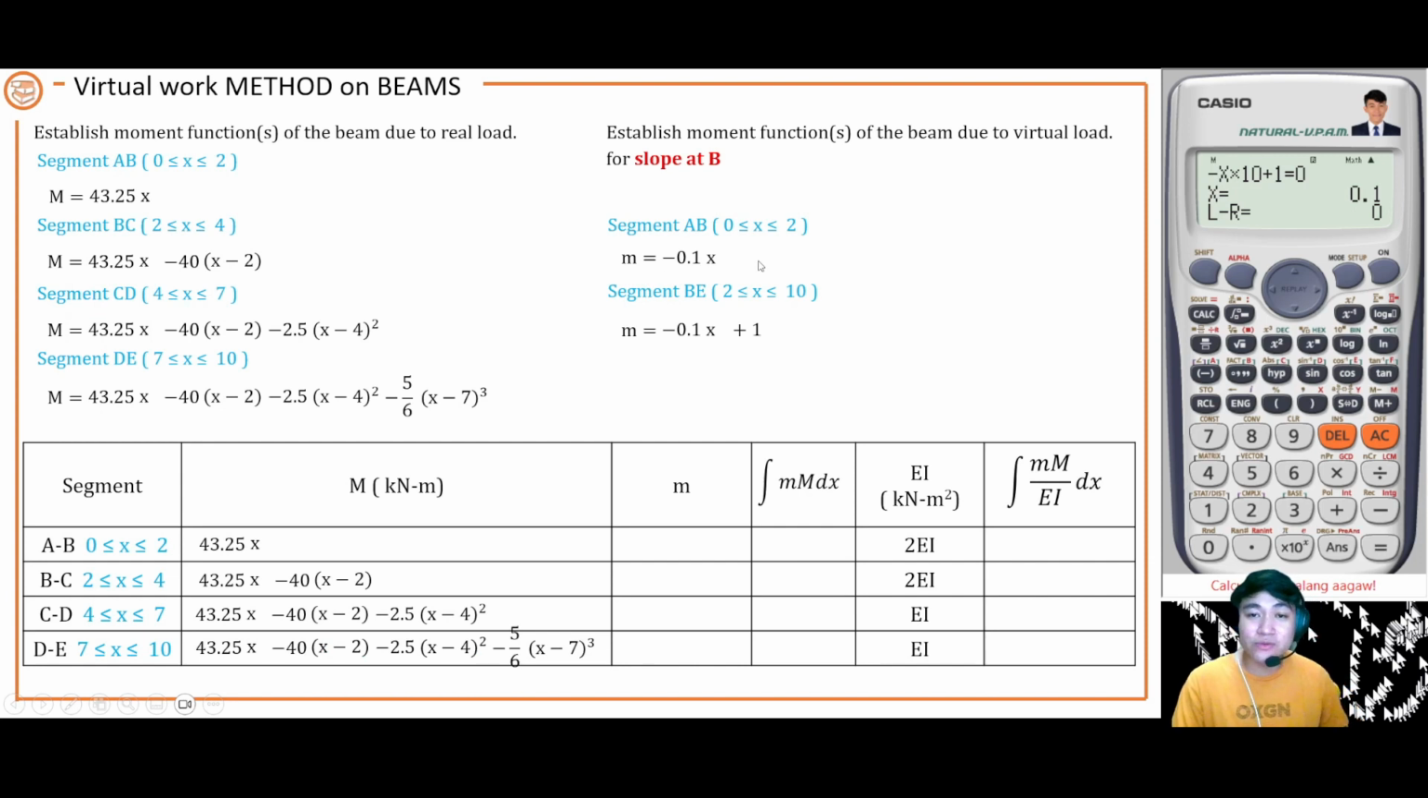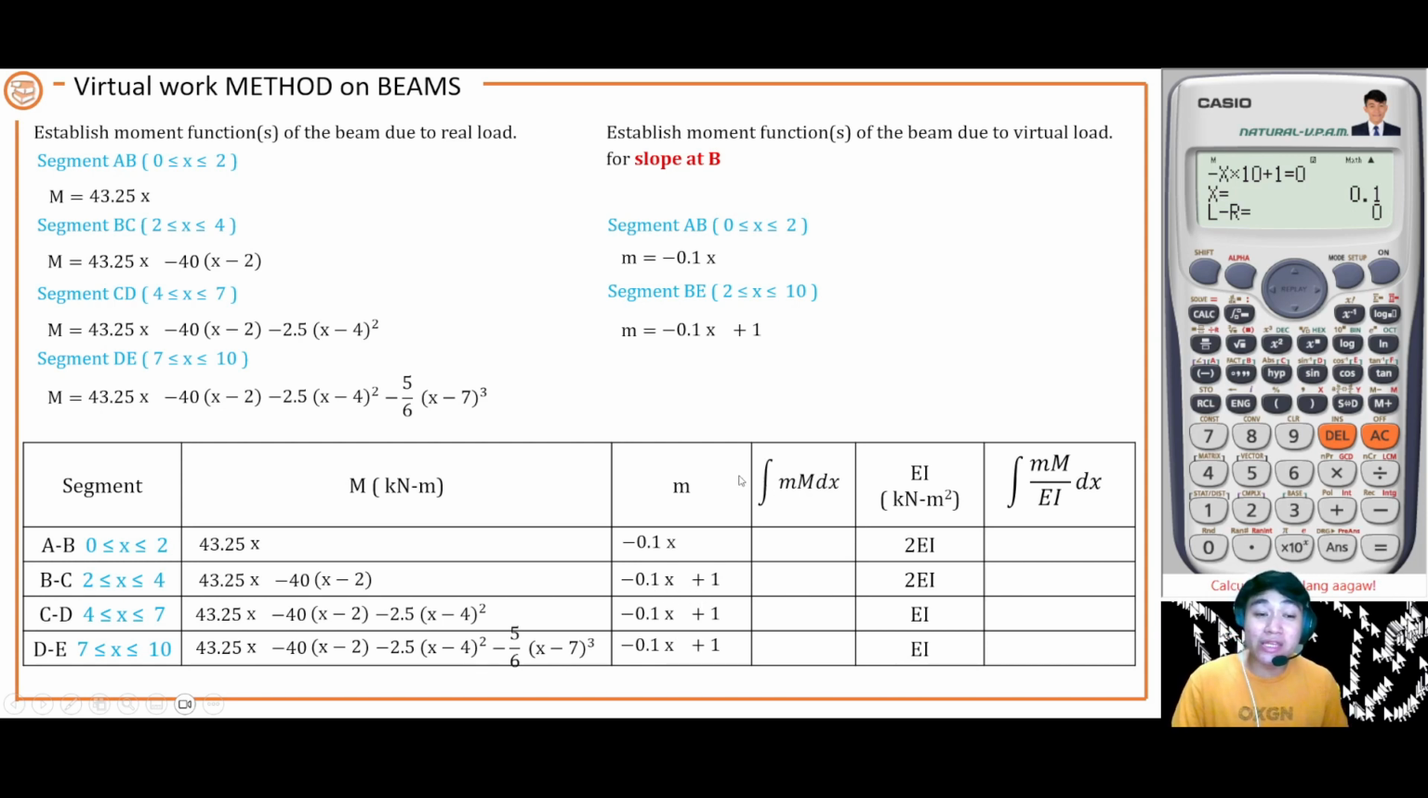But in this case, we only have 2 segments, AB and BE. So meaning, B to C, C to D, and D to E have the same moment functions for the virtual unit load. So let's just copy this. You have to copy it to B to C, C to D, and D to E, and they have the same values.